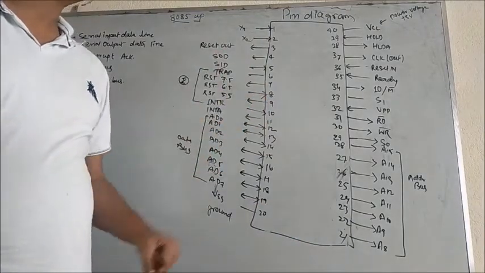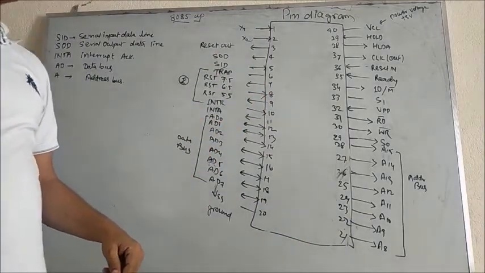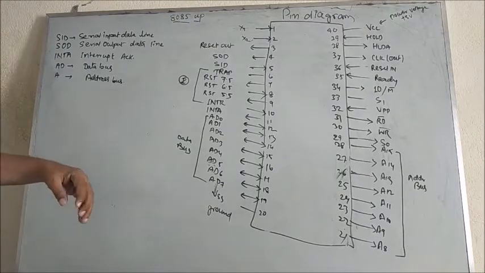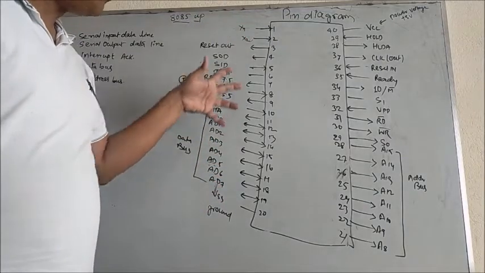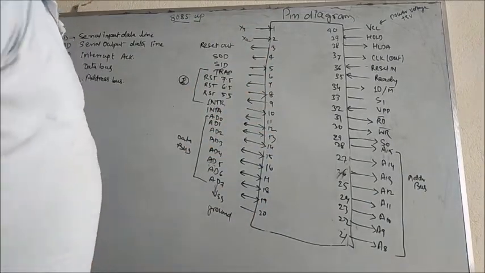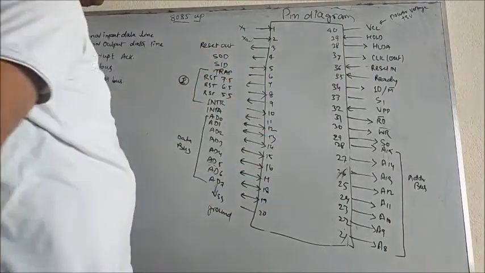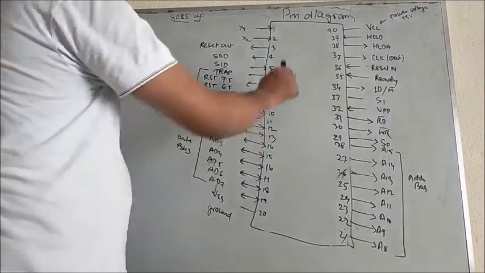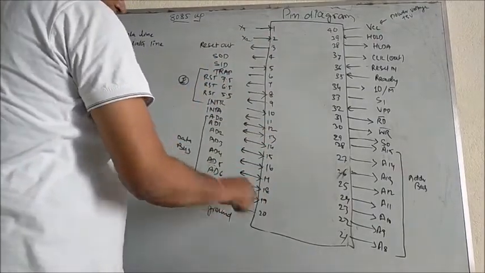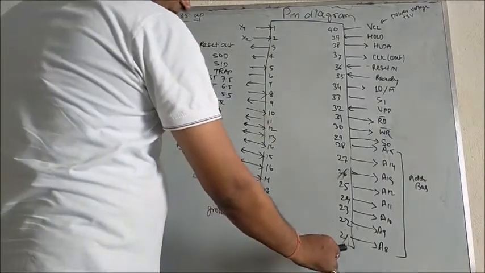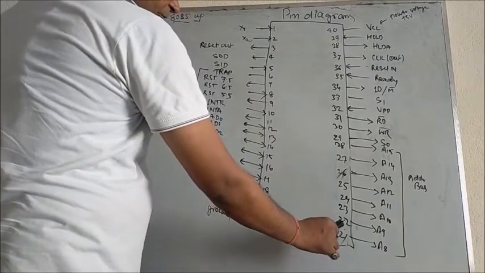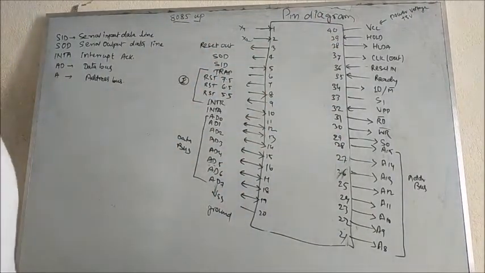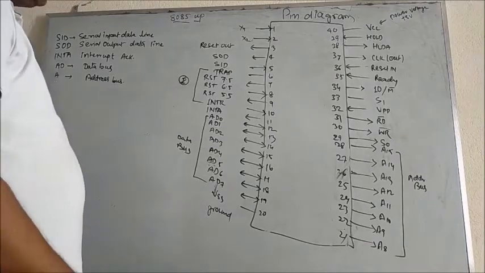This is the pin diagram of 8085 microprocessor. So basically, in this pin diagram, the total number of pins is 40. 20 this side and 20 this side. Fine. So these pins are numbered 1, 2, 3, 4, 5, 6, 7, 8 up to 20, and 21 starts from here, 21, 22, 23, 24, 25, 26, 27 up to 40, right? So there are about 40 pins in all.